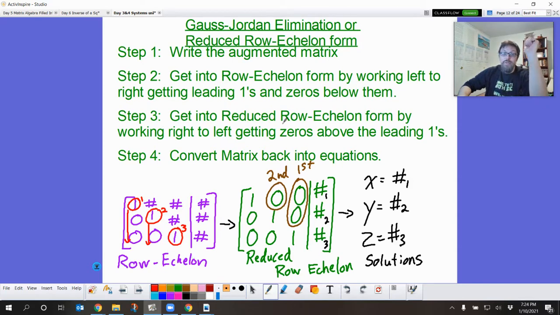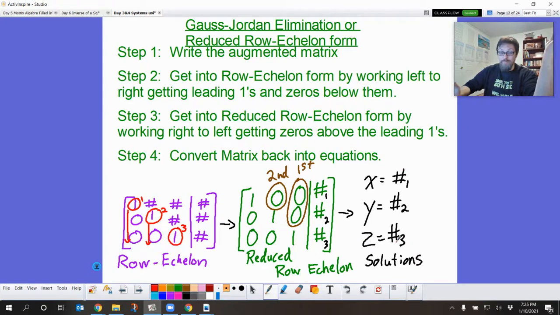Next, you need to get it in reduced row echelon form by working right to left, getting zeros above the leading ones. So now that we've got this thing to be a 1, now we work back up the stairs. We want to get these two to be zeros, doesn't matter the order. And then you want to get this thing to be a 0. You just want to take care of these two before you do this one. Once you've done that, now you have a nice diagonal of 1s. Everybody else is a 0, and boom, this is x equals some number, y equals some number, and z equals some number.